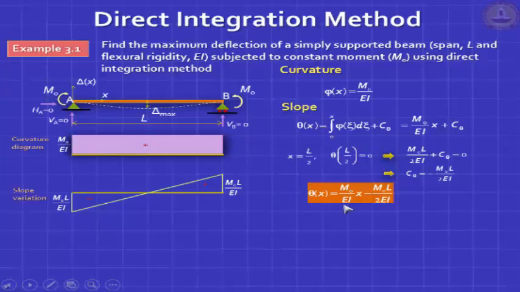Next, we integrate slope. Once you integrate, you get deflection, and now you need to apply boundary conditions. What are the boundary conditions? Here you say that the deflection is 0 here and 0 here.